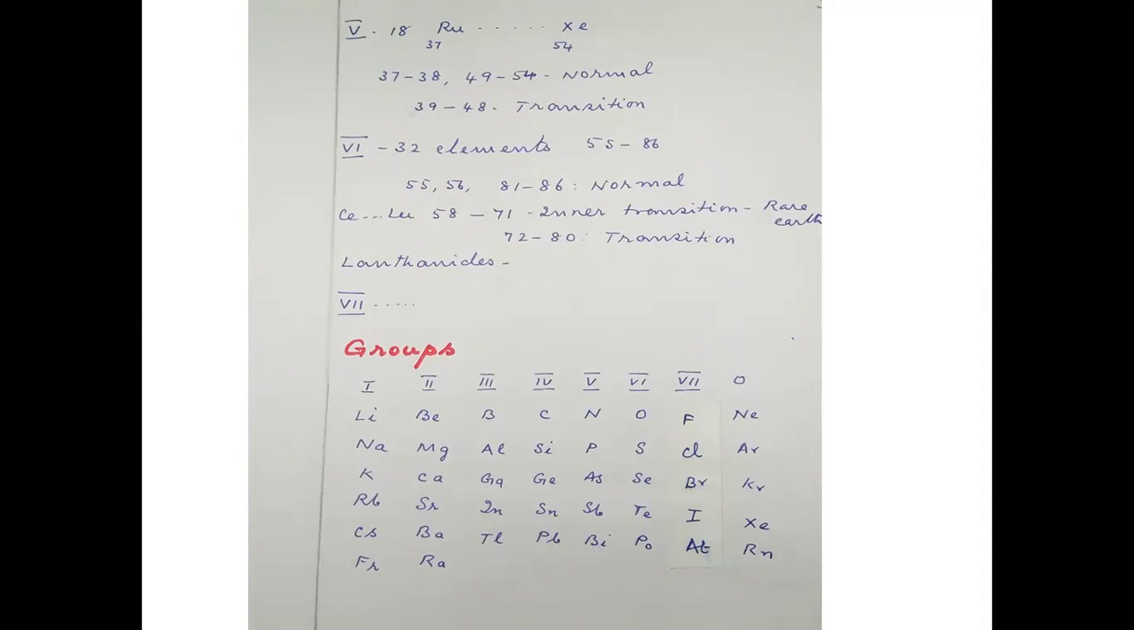And again from 72 to 80, they are transition metals. But as cerium to lutetium follow lanthanum, they are called lanthanides. And below that in the 7th period, they are called actinides. But the 7th period I am not discussing here.